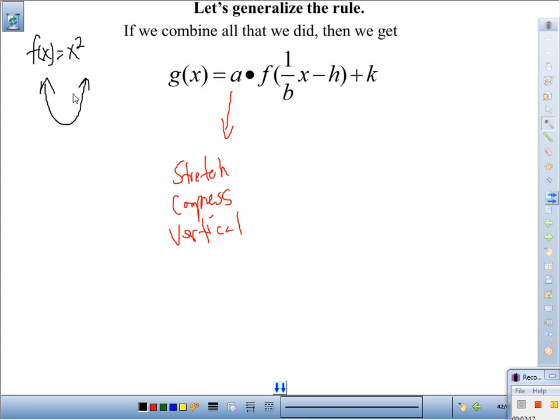If that's true, and the rule says we need a number multiplying in front of the f of x, then what's going to happen to this? It's going to stretch it vertically. When does it stretch vertically? When we multiply times a whole number, such as 2. So if I was to write 2f of x, then guess what? It's going to stretch all of that. However, what if we multiply in front of that times a fraction such as 1/2? It's going to compress it down to make it an itty-bitty parabola. There it is.